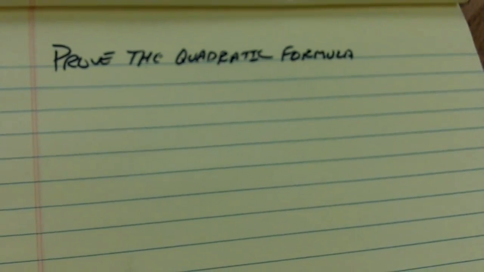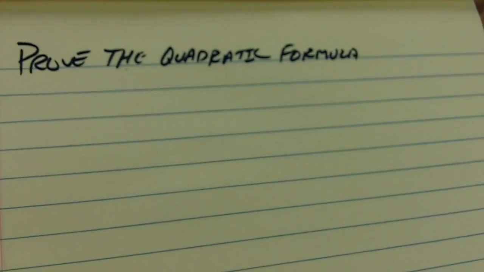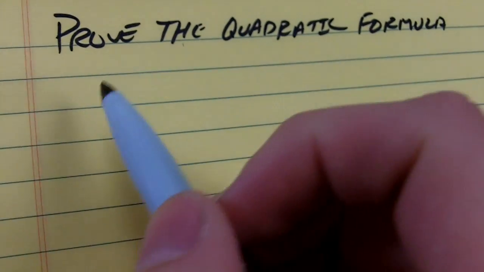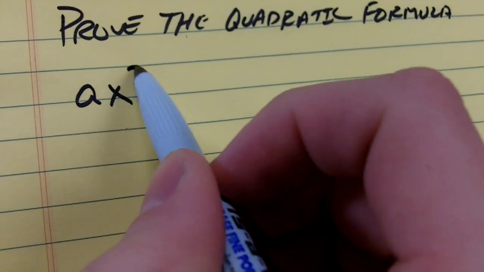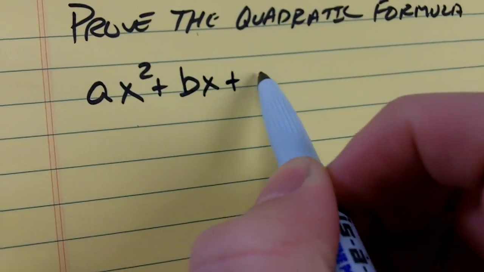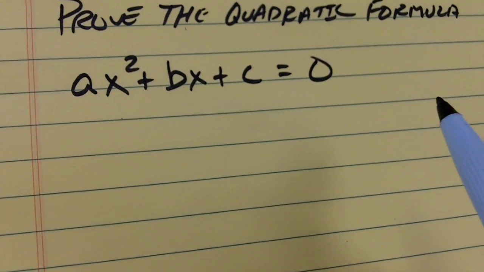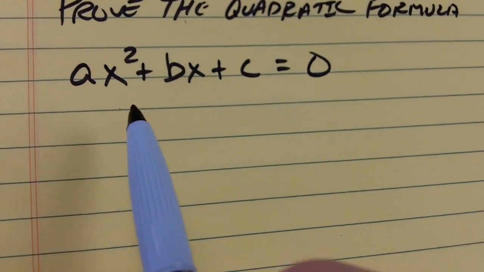Okay, today we looked at proving the quadratic formula by completing the square. So I'm just going to go over this proof one more time so that you really get an idea of what we're doing. We're going to prove the quadratic formula. This is a general quadratic equation. And what I want to do is derive the quadratic formula by completing the square. So we're going to complete the square.